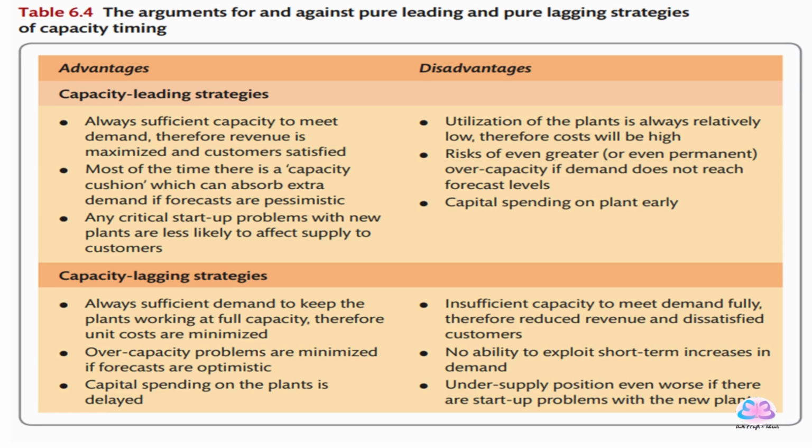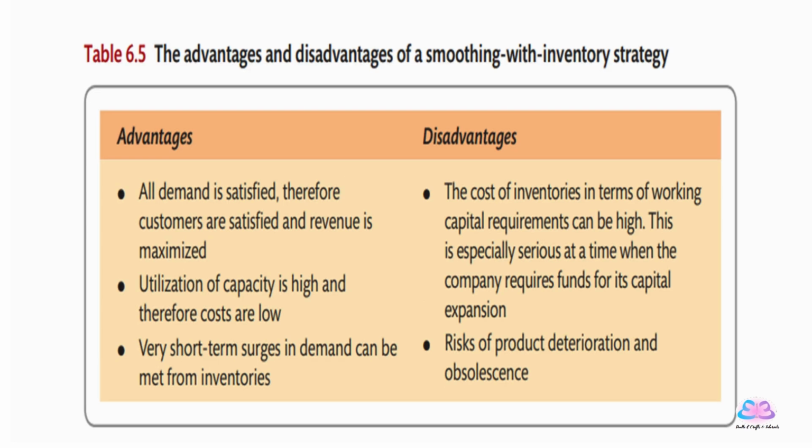The actual approach taken by any company will depend on how it views these advantages and disadvantages. For example, if the company's access to funds for capital expenditure is limited, it is likely to find the delayed capital expenditure requirement of the capacity lagging strategy relatively attractive. Table 6.5 summarizes the advantages and disadvantages of the smoothing with inventory strategy.